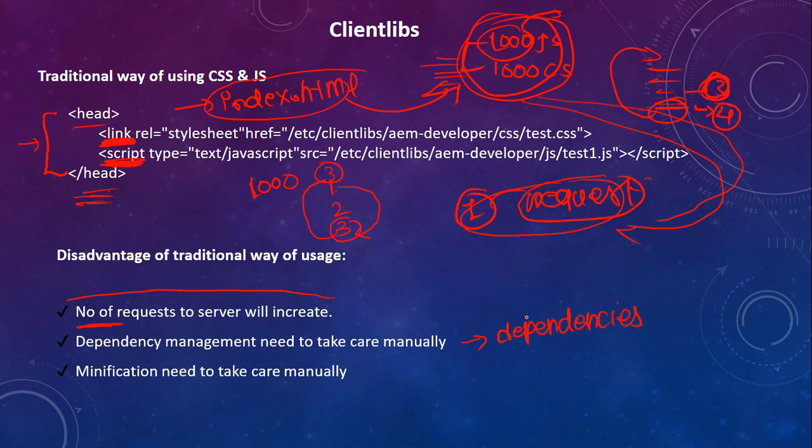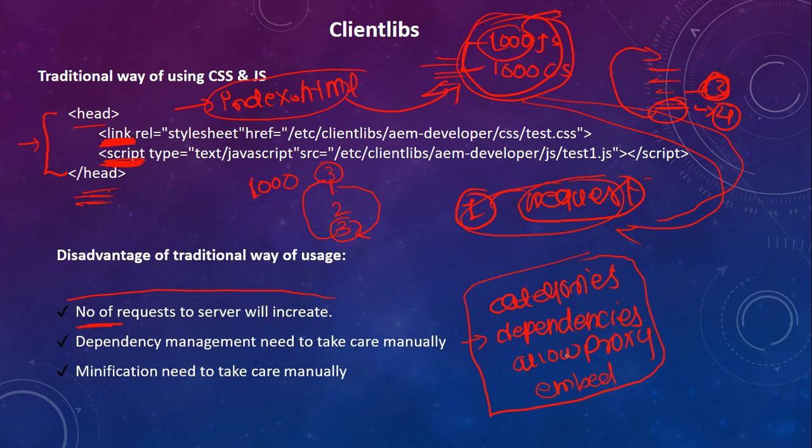See, we have 4 properties. We have already discussed the categories. After that we have dependencies, later we have allow proxy, and at the last we have embed. So these are the properties related to these Clientlibs. We have discussed the client categories. Now the turn is dependencies, which is basically used for dependency management.